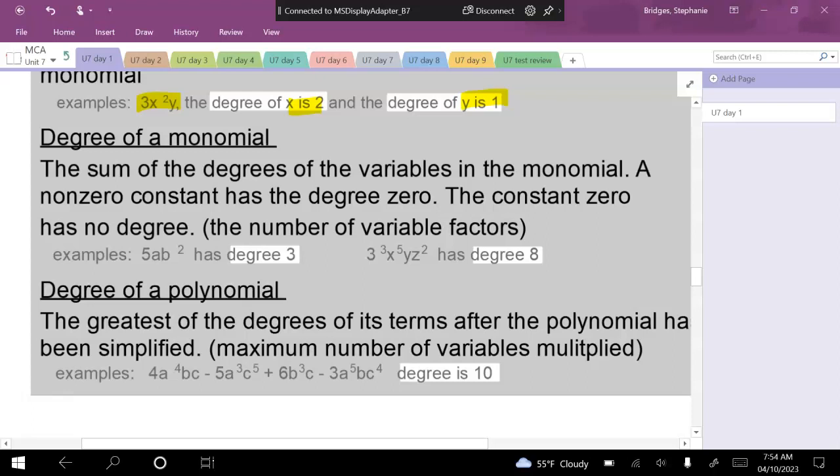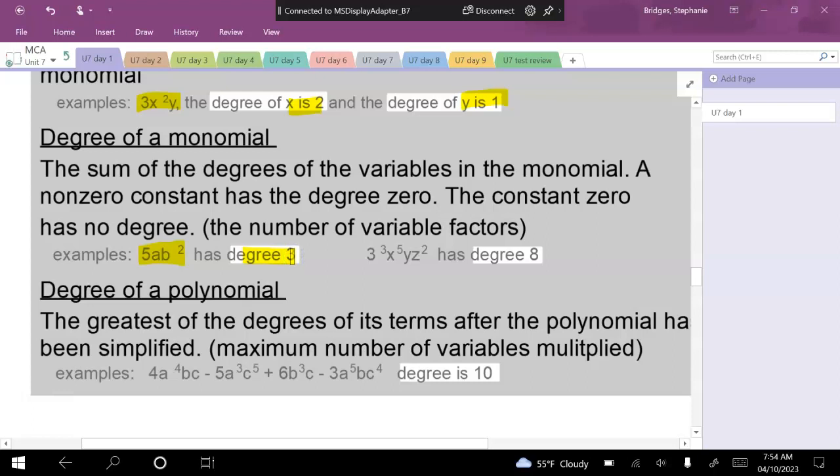Okay. So if we have the monomial 5ab squared, then I take the degree of the a, which is a 1, and I take the degree of the b, which is a 2, and I add those together, so it has a degree of 3.